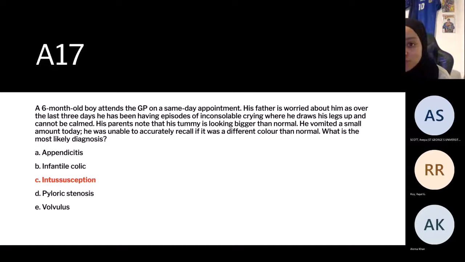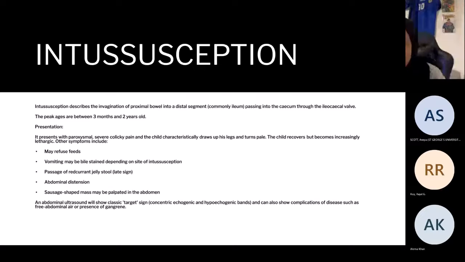But in this case, due to the way it's presenting, it's more likely to be intussusception. But with these kinds of symptoms, you'd also want to do more investigations just to clarify. So intussusception describes the invagination of the proximal bowel into the distal segment. Usually it's the ileum passing into the cecum through the ileocecal valve, and its peak age is between 3 months and 2 years old.